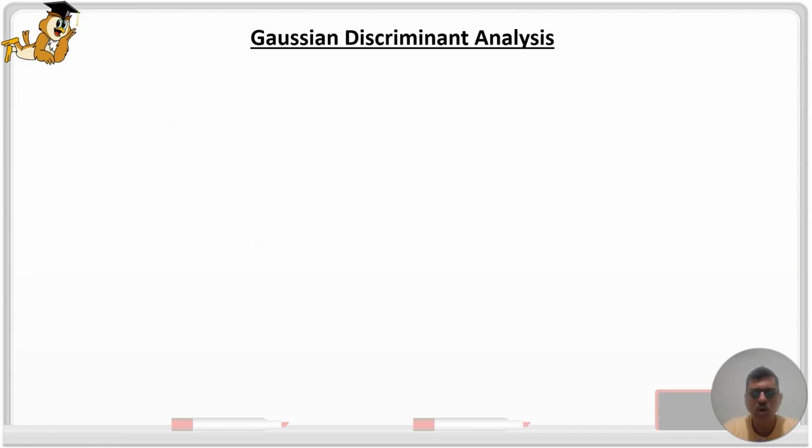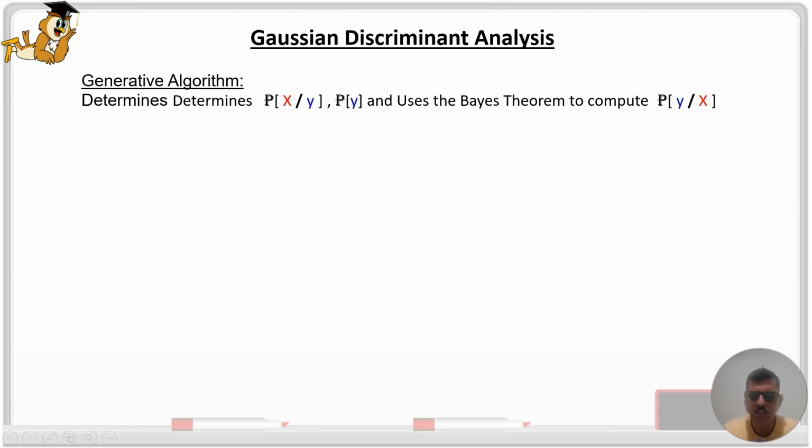Now let us talk about the Gaussian Discriminant Analysis, which is the second classical probabilistic model that we are going to talk about today. So what is the Gaussian Discriminant Analysis? It is very similar to naive Bayes, except that it does not make the independence assumption. Okay. It also determines P of x given y and P of y. In that sense, it is a generative algorithm, but it does not make the naive assumption that is made by naive Bayes. So what does it do?